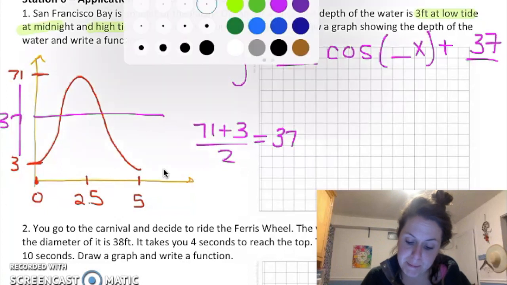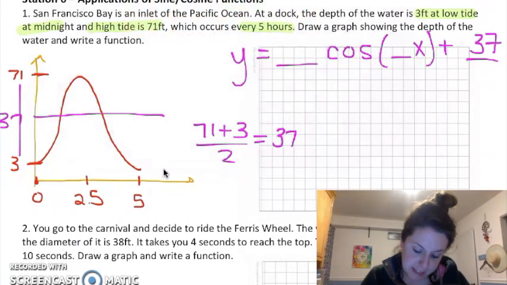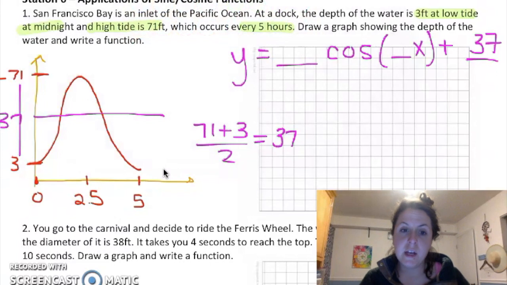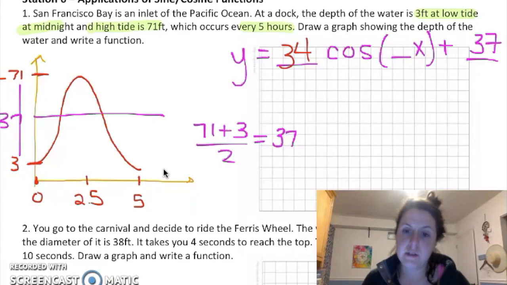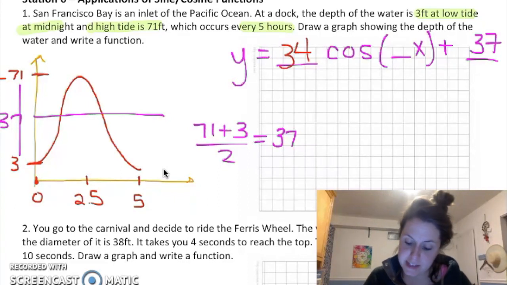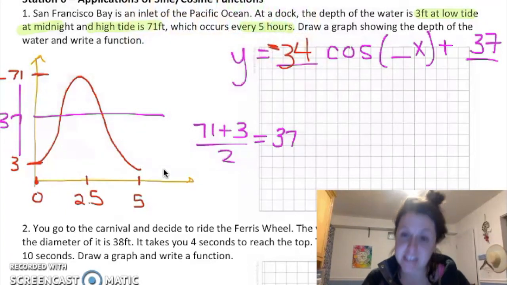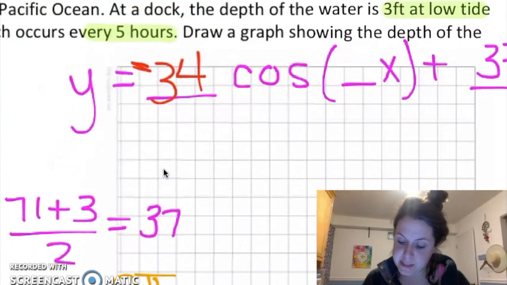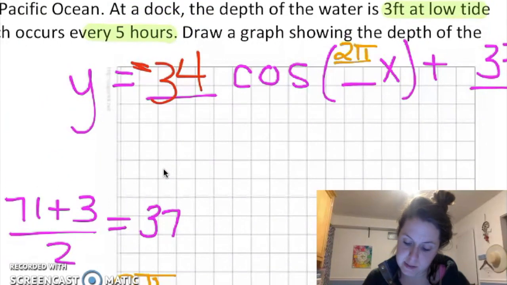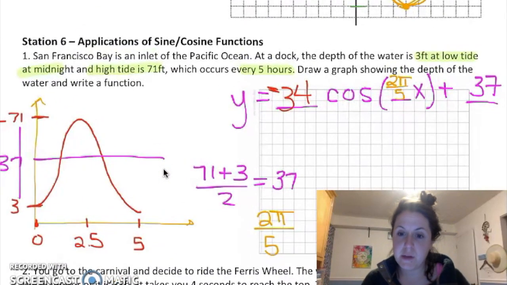Now, think about what that means for your amplitude, from the center to the top. From 37 to 41, that is going to be 34 there. This is a cosine curve that starts at its minimum, so that will be negative out front. And then I know that my period is 5, so the frequency will be 2 pi over 5. And I can't reduce that, so that is your B value.